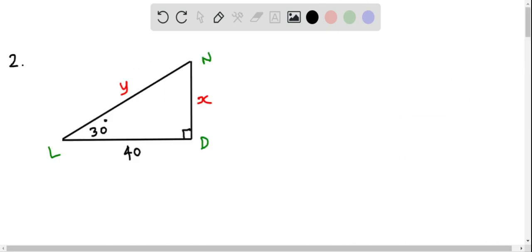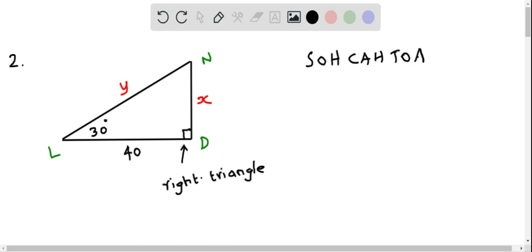Let's solve this triangle. So here we see that we have this little square, and this means this is a right triangle. So we can use the trigonometric ratios in any right triangle. So I'm going to use this SOHCAHTOA. We have to determine the side lengths x as well as the hypotenuse y.